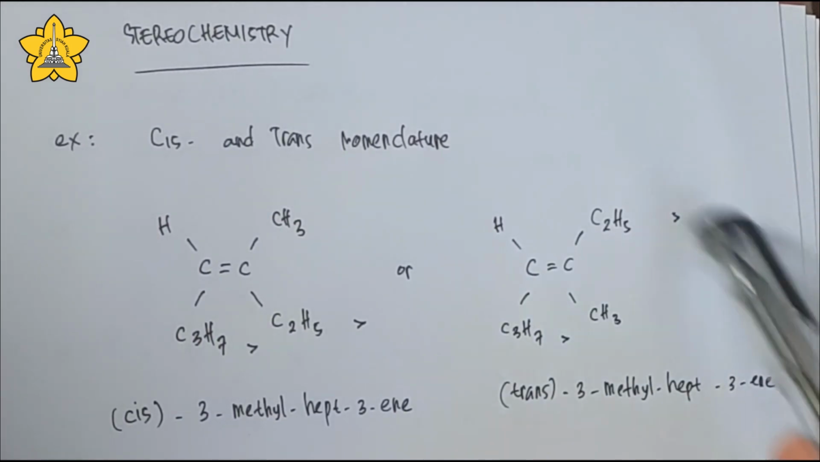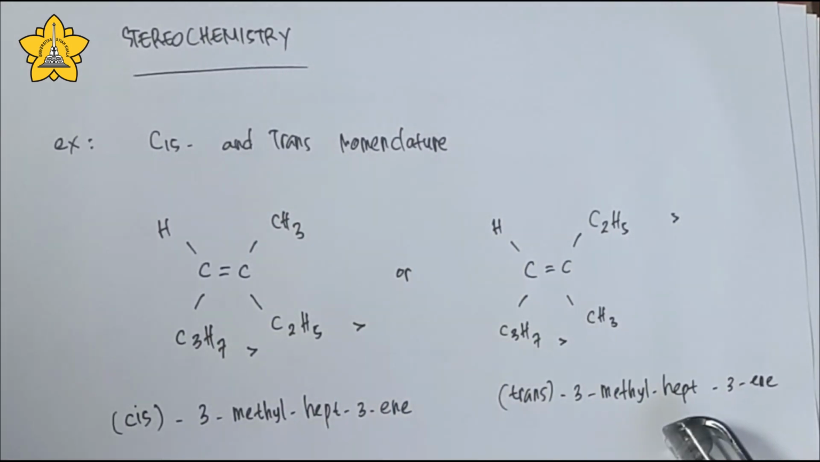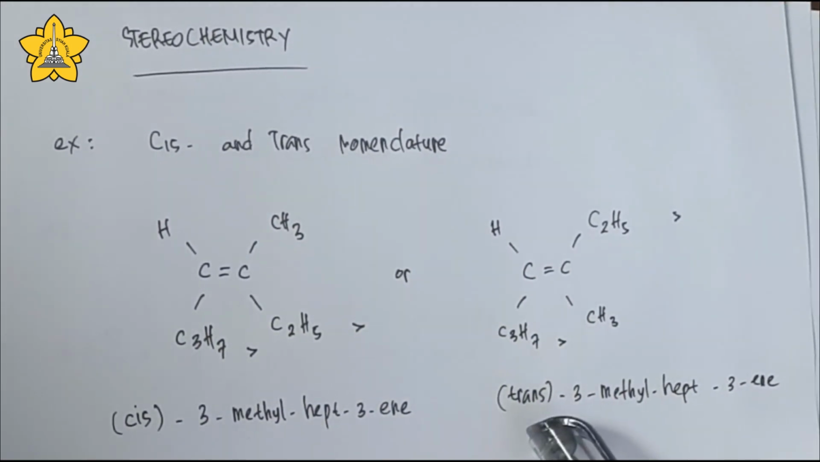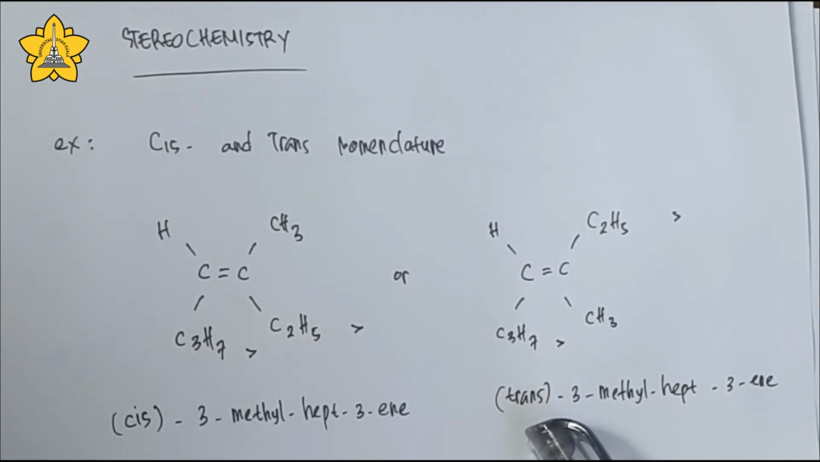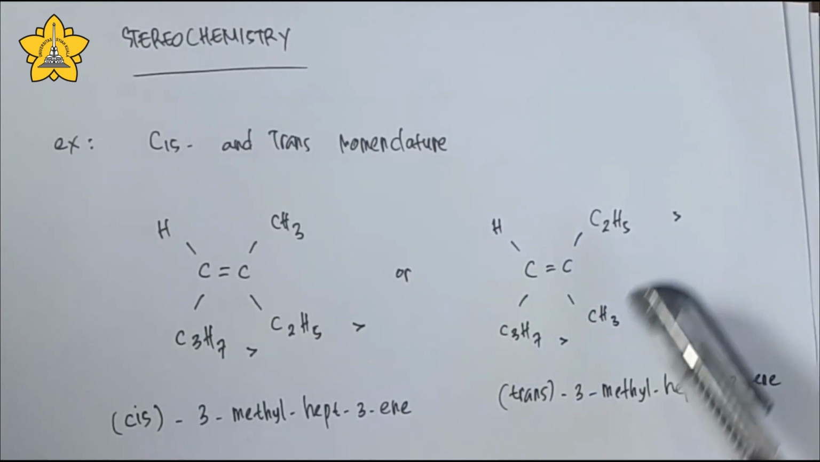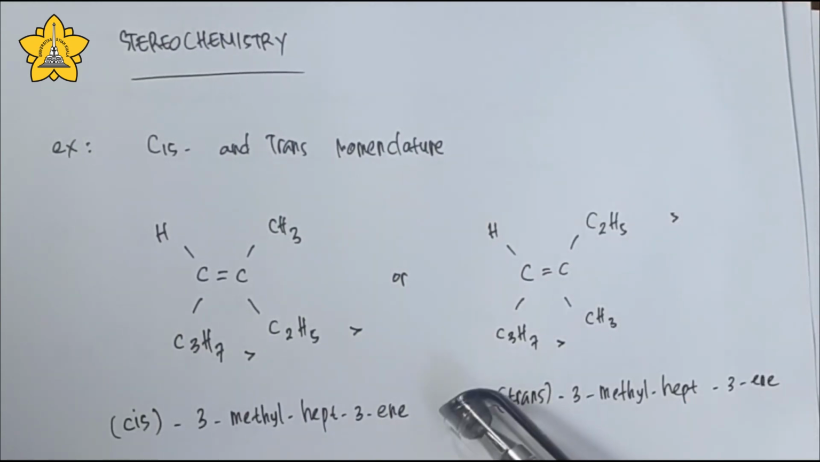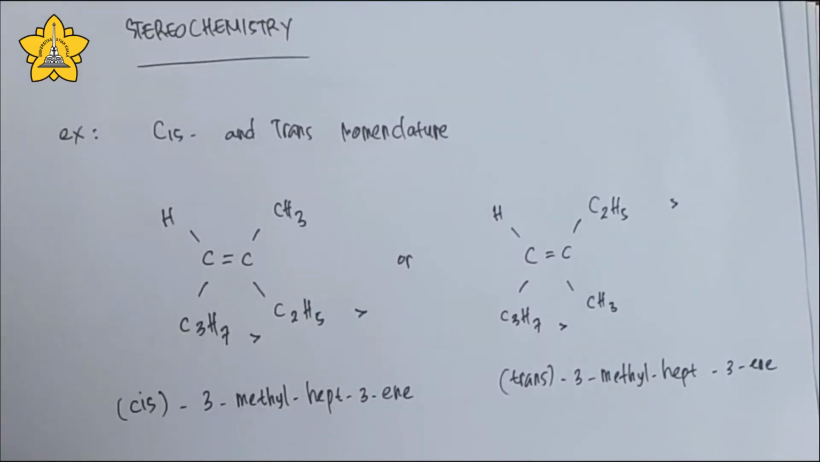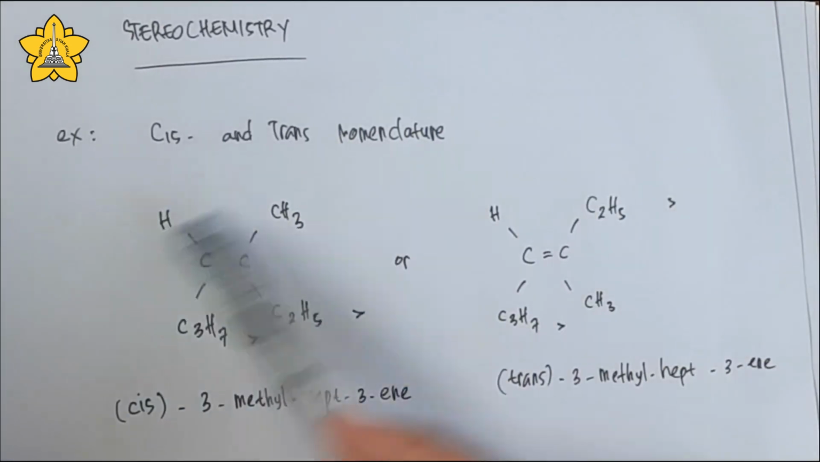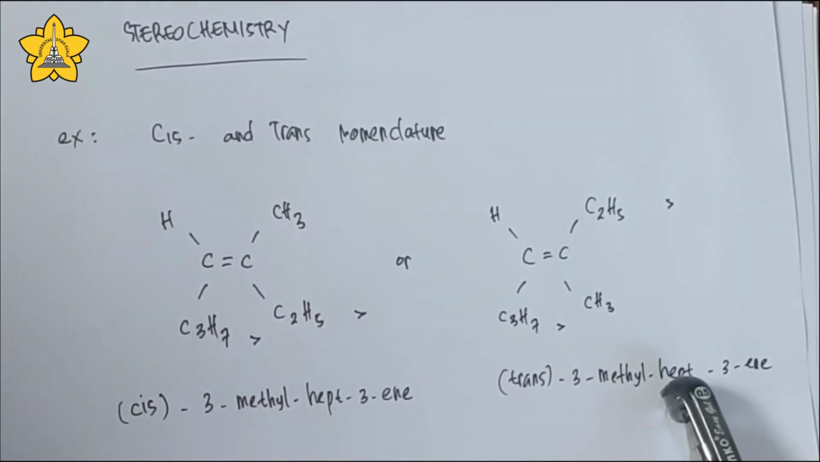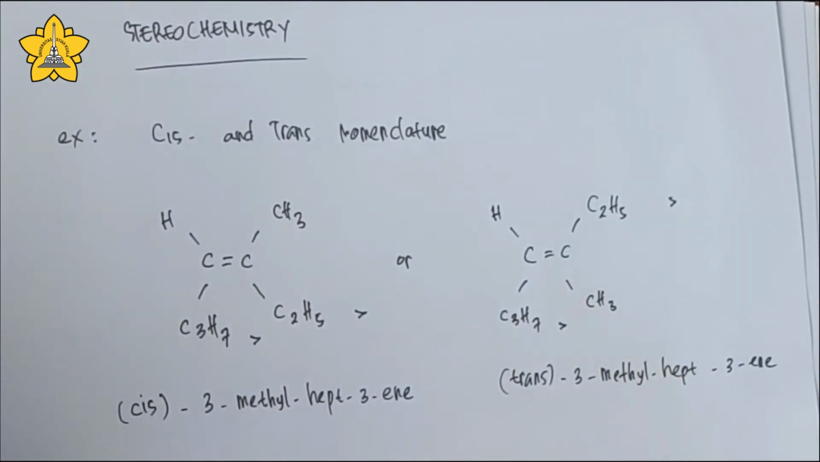But on the right side, we have another molecule that we define as the trans molecule. Why do we define it as trans? Because the larger substituents are on opposite sides. Furthermore, both of these molecules are stereoisomers.